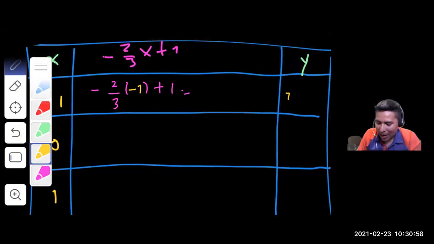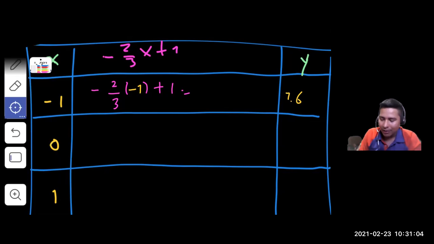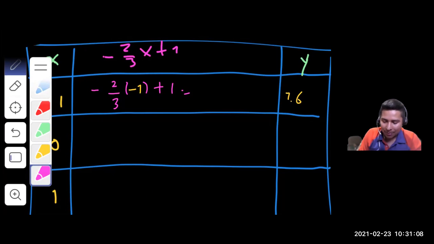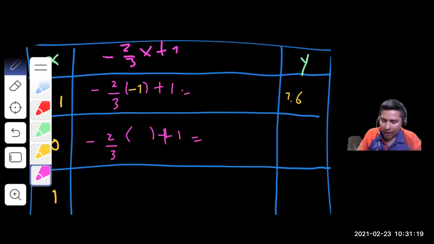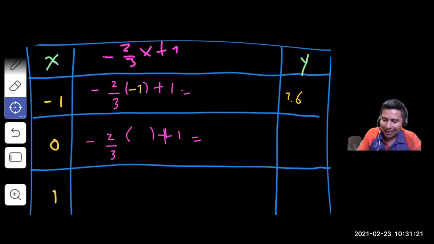1.6. Correct, 1.66, or you can round it off to 1.7, not a problem. I'm going to leave it like that. Let's go to 0, and we're going to do exactly the same thing. Negative 2/3, parentheses, x, plus 1. And what is the value for x in this case?